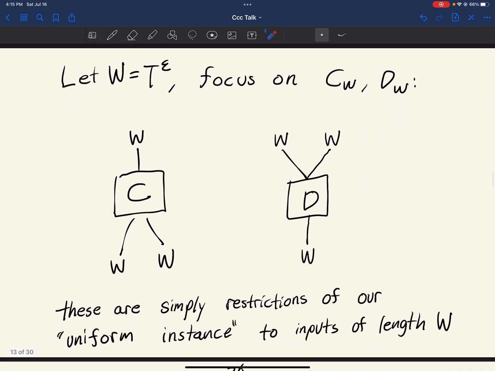As I said before, we're setting this value w to t to the epsilon, and we're going to focus on this compression scheme C and D when we fix the input lengths to be w. In particular, we're going to assume that this compression scheme, instead of changing the bit length by 1, does it by a factor of 2. In the paper, we show this is without loss of generality, but it's easier to work with for now. So C takes 2w-bit strings and compresses down to w, and D takes w and extends out to 2w.